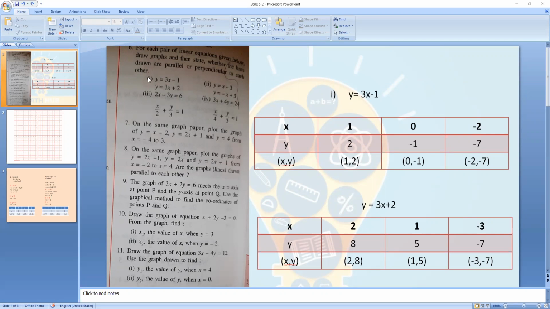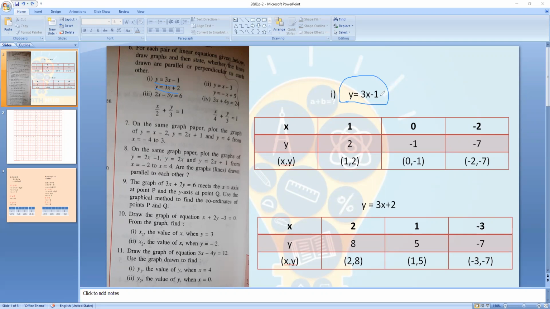So here, let me take first one. Each pair of linear equations. So here they give two, that means one pair of linear equations, right? y equal to 3x minus 1 is one equation and y equal to 3x minus 2 is another equation, right? So here I'm taking the first one, y equal to 3x minus 1. Let it be the first equation.